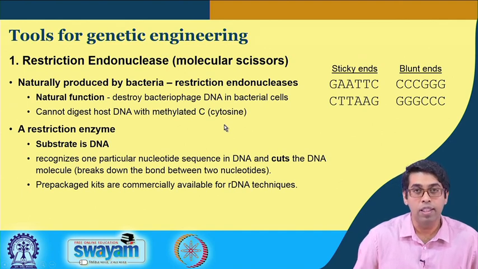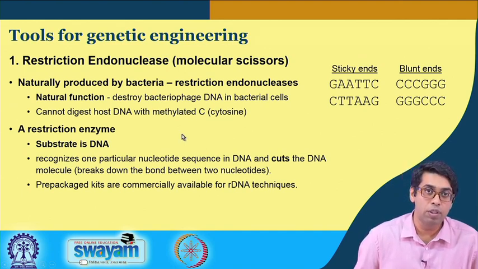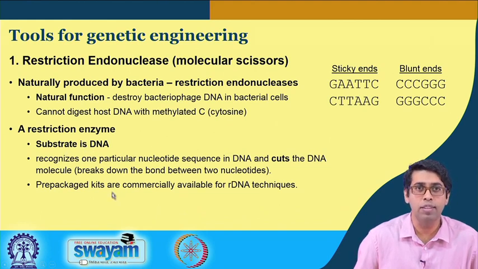So, it can be easily acted upon by these endonucleases. For a restriction enzyme, the substrate is the DNA and it recognizes a particular nucleotide sequence. Here are two examples that I have shown here. The first one is GAATTC. If you notice, it is a palindromic sequence.